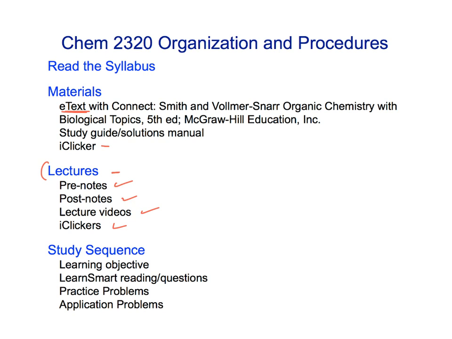In your sequence of studying, what I would recommend is that you look at the learning objectives just so you know what's coming up, and I'll be posting those on my slides. We are going to have Learn Smart reading assignments, in the Smart Text and the e-text that comes with our text. These are going to be 20 points each, and you get 20 points if you complete it.